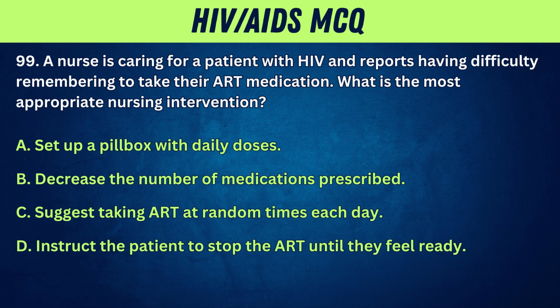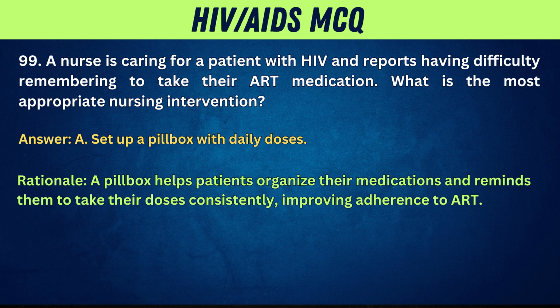99. A nurse is caring for a patient with HIV who reports having difficulty remembering to take their ART medication. What is the most appropriate nursing intervention? A. Set up a pillbox with daily doses. B. Decrease the number of medications prescribed. C. Suggest taking ART at random times each day. D. Instruct the patient to stop the ART until they feel ready. Answer: A. Set up a pillbox with daily doses. Rationale: a pillbox helps patients organize their medications and reminds them to take their doses consistently, improving adherence to ART.